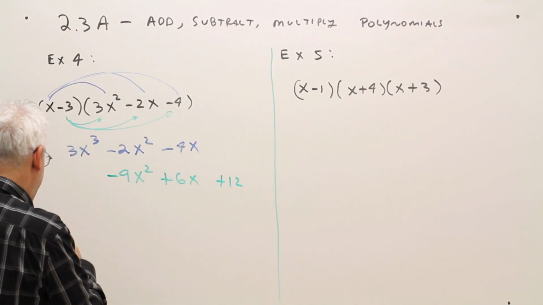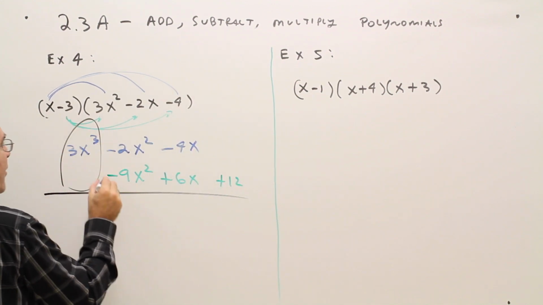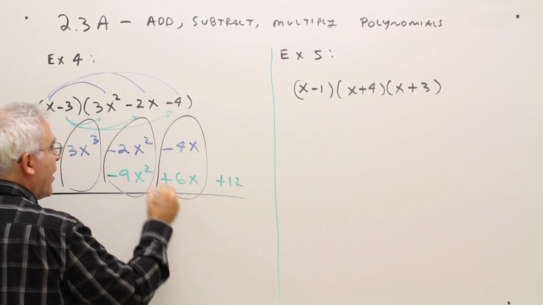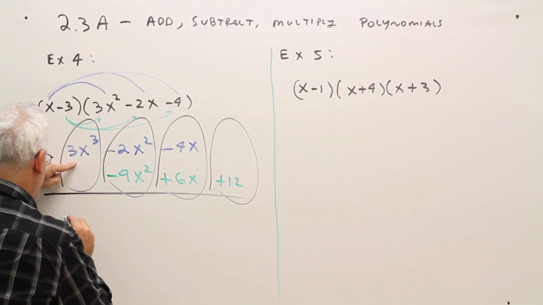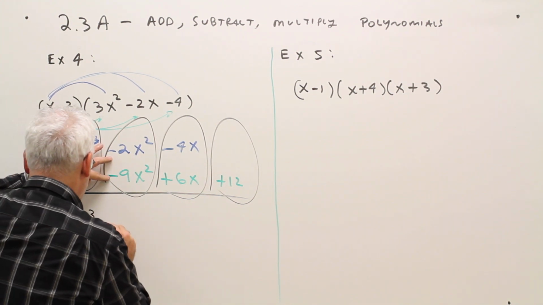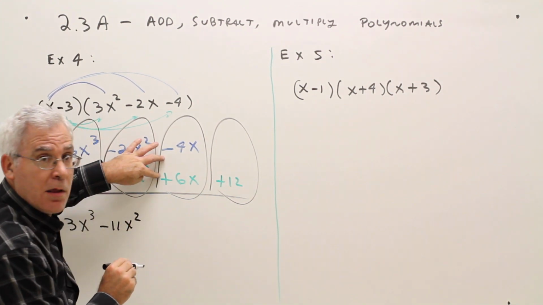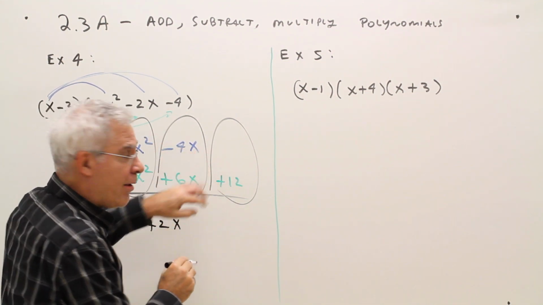All right, and then all I do is I add those up. So just so you can see, add those, add those, add those, and add those, and call it a day. So 3x cubed minus 11x squared plus 2x plus 12.